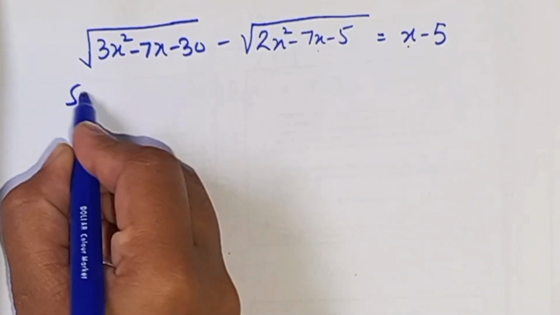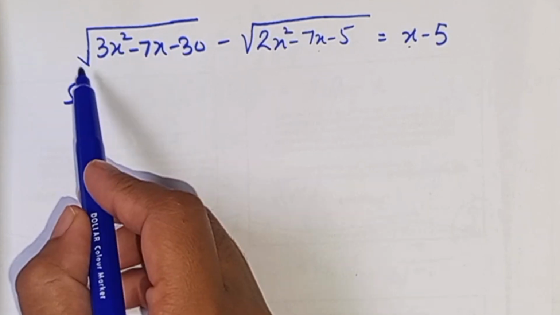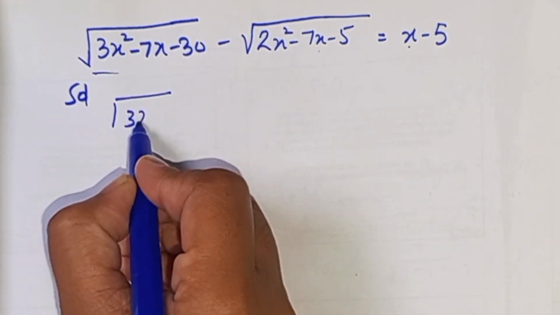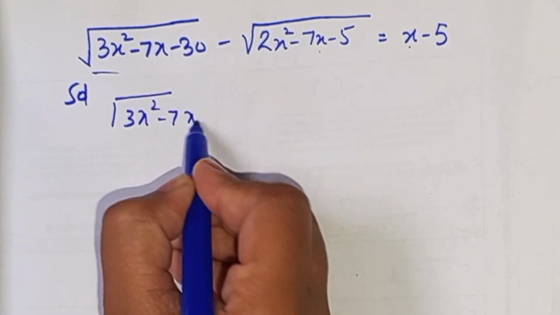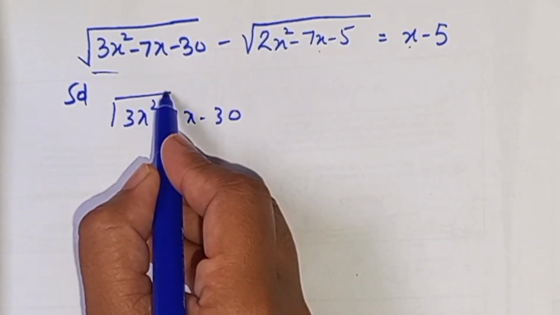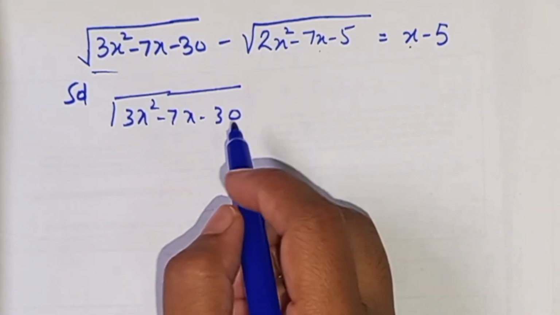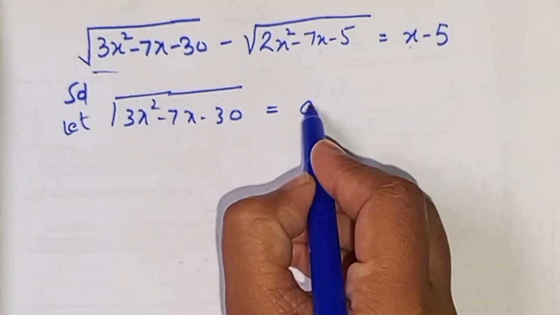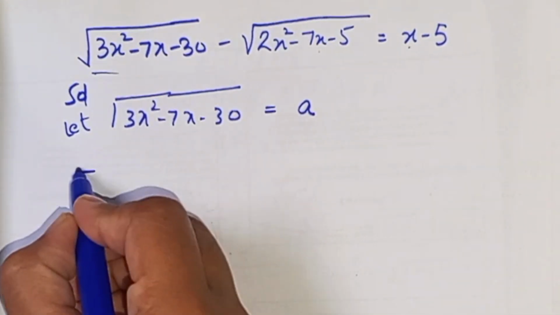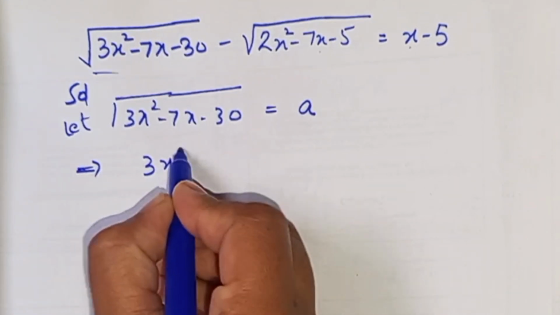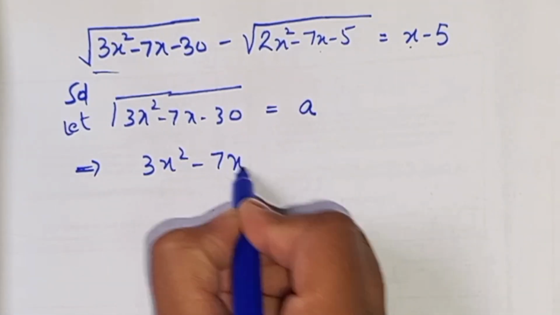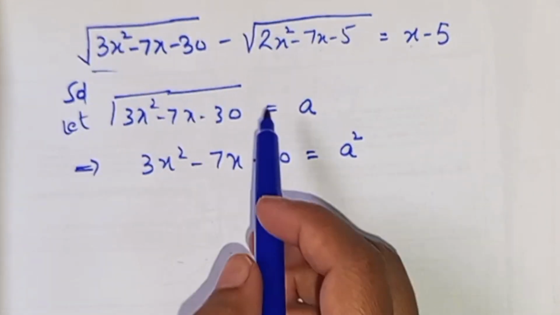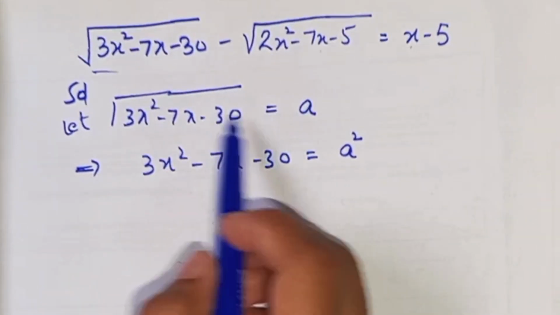So let's start. First of all, look at this first term: square root of 3x² minus 7x minus 30. We let this be equal to a. So this implies 3x² minus 7x minus 30 is equal to a². We take the square of this equation.